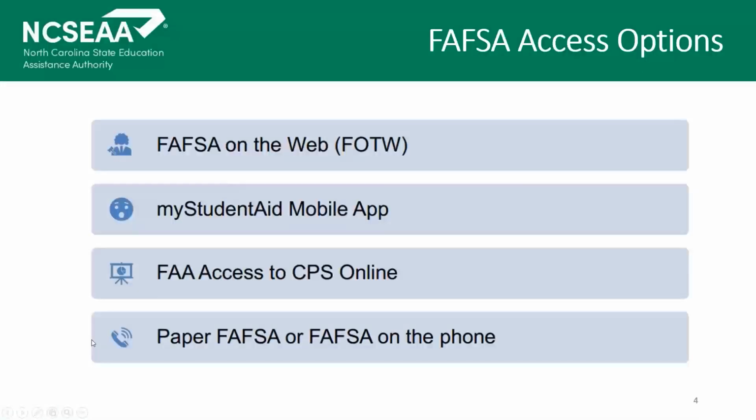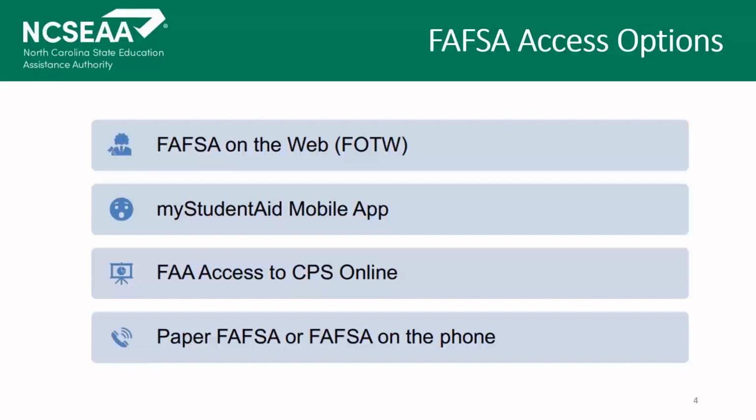There are different options to complete the financial aid application. The first one is the FAFSA on the web, the website that was presented on the previous slide. Students can do the application online. In addition, there's also an app that the federal government has created. It is the myStudentAid mobile app, where students can complete the full application start to finish on their phones as well. FAA, or financial aid administrators, also have access online, where we can go in, help the student with the application, and make corrections or updates to the FAFSA application.